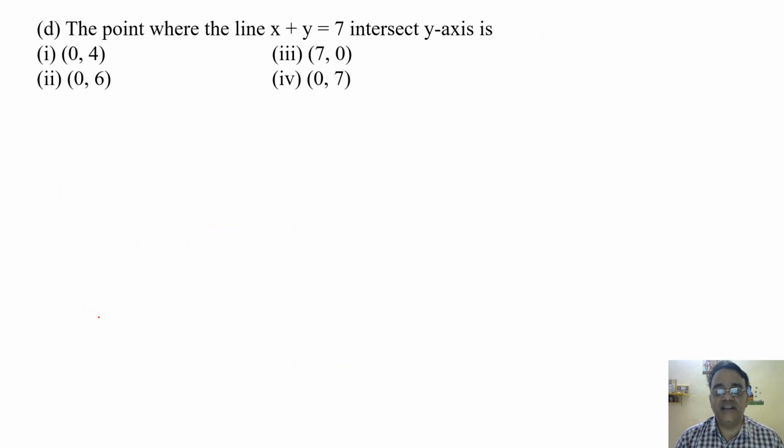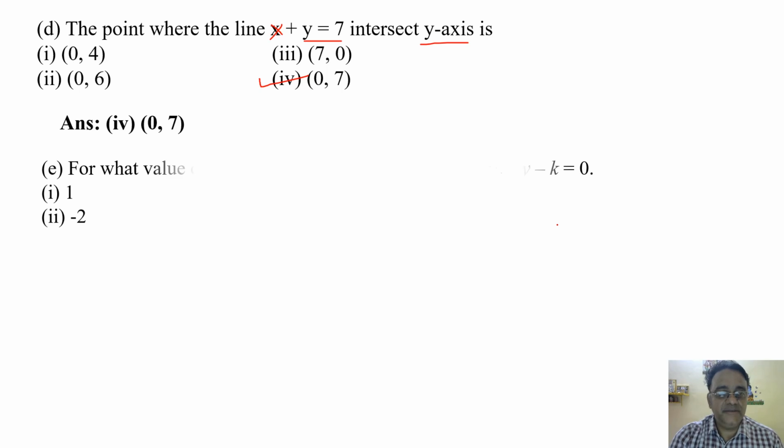The point where the line x plus y is equals to 7 intersect y axis. So we know that on y axis x coordinate is 0. ठीक है, x coordinate को 0 करेंगे तो y मिल रहा है 7. That means 0, 7, right? The fourth option is the correct one.